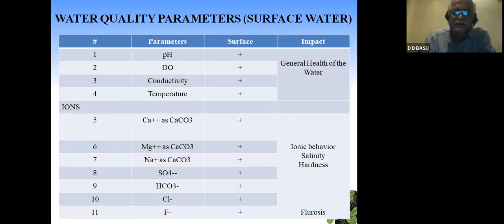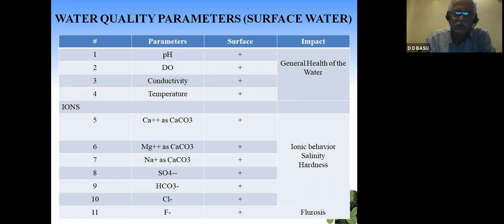Now, what are the parameters? General health: pH, DO, conductivity, temperature. In general health, if you know the DO, that means the oxygen level, you know. If it is 4 milligram per liter, it is okay. Conductivity means what salt is coming in the river. pH means acidity and alkalinity, and temperature. Ions, when you go, then you go for calcium, magnesium, carbonate, sodium, sulfate, bicarbonate, chloride. That means hardness and ionic behavior, salinity, is given by the ions.